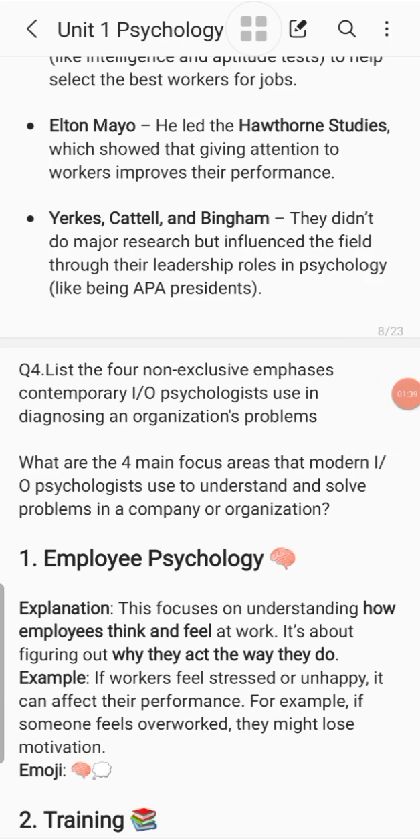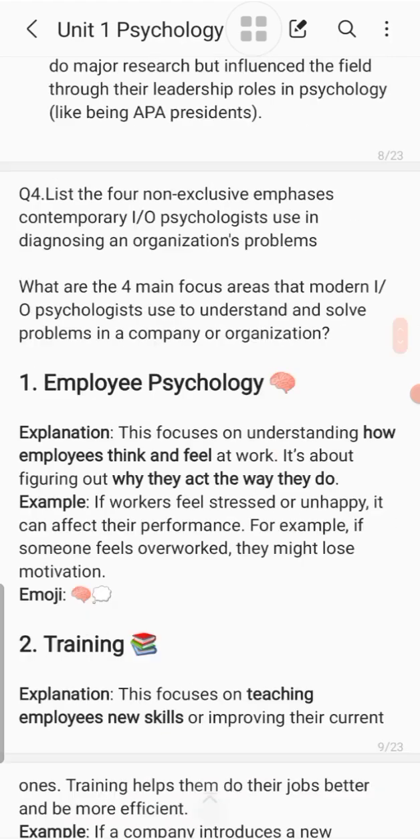Employee psychology. This focuses on understanding how employees think and feel at work. It's about figuring out why they act the way they do. If workers feel stressed or unhappy, it can affect their performance. For example, if someone feels overworked, they might lose motivation.